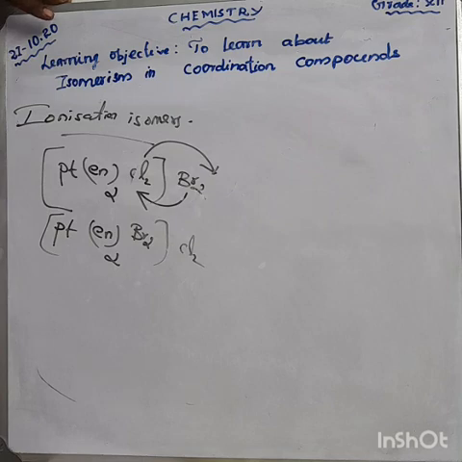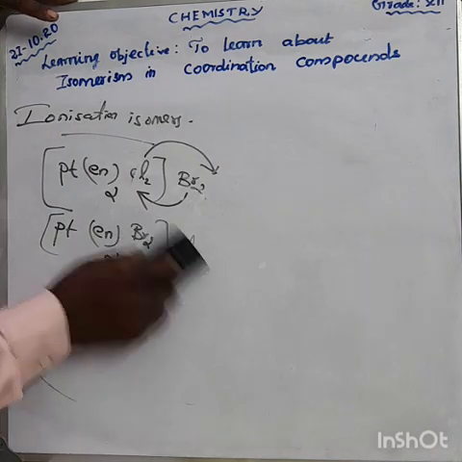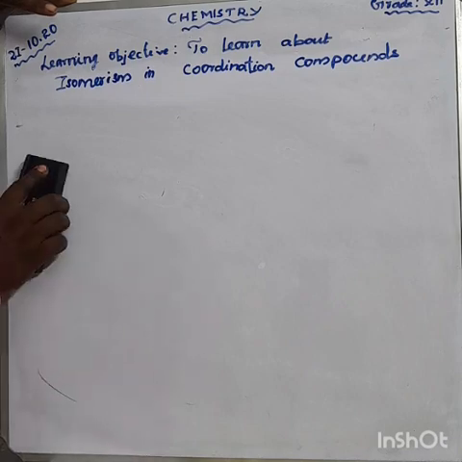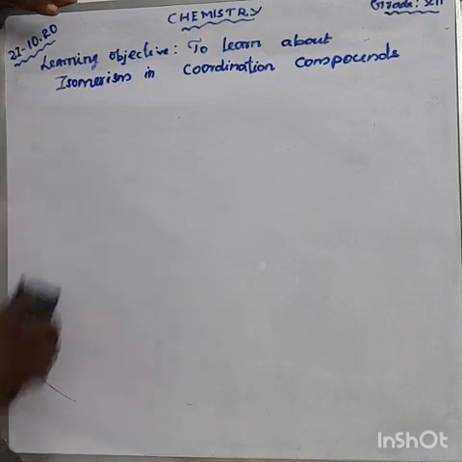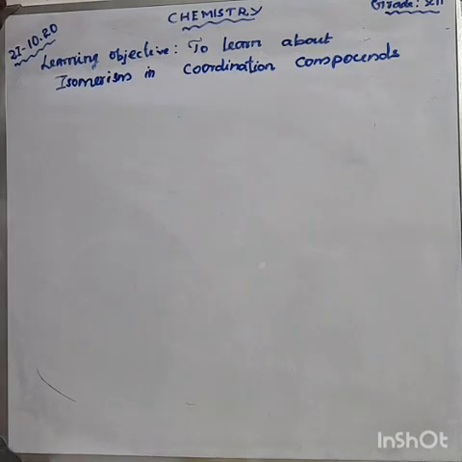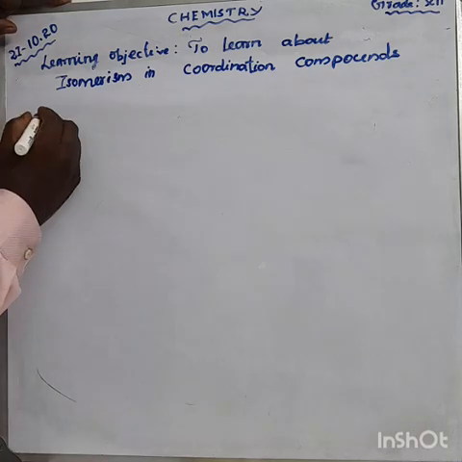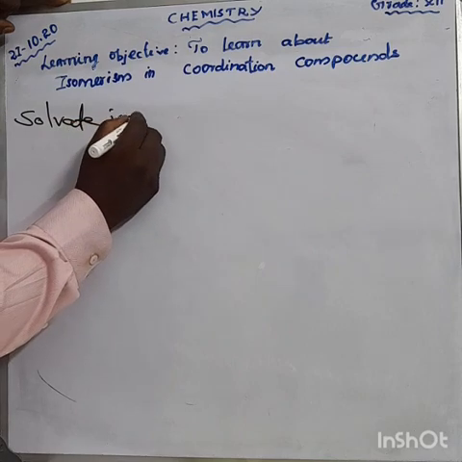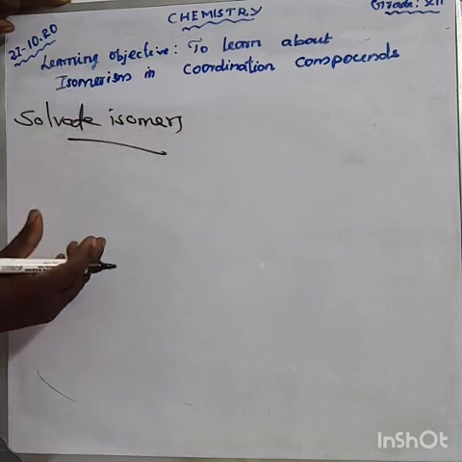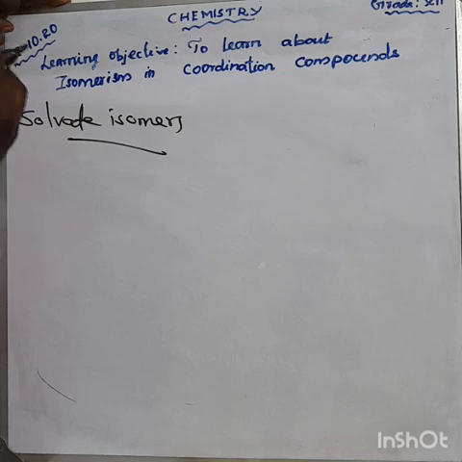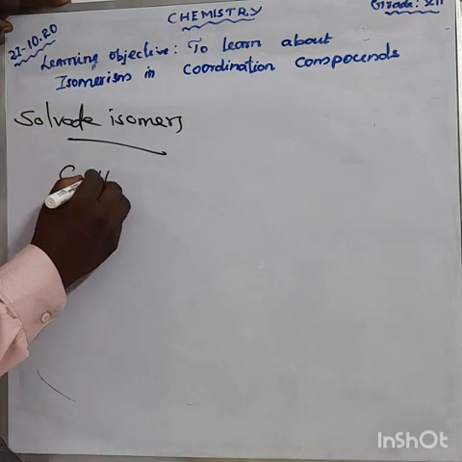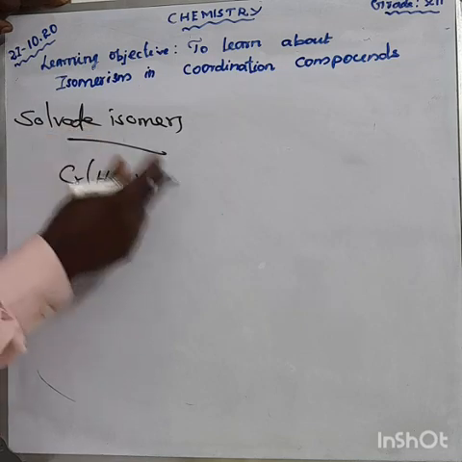Okay, the next one is solvate isomers. Otherwise we can call them hydrate isomers. What is in the hydrate? Hydrate means water molecules. First of all, I am going to give the example. Here we are taking chromium, with six water molecules coming in.